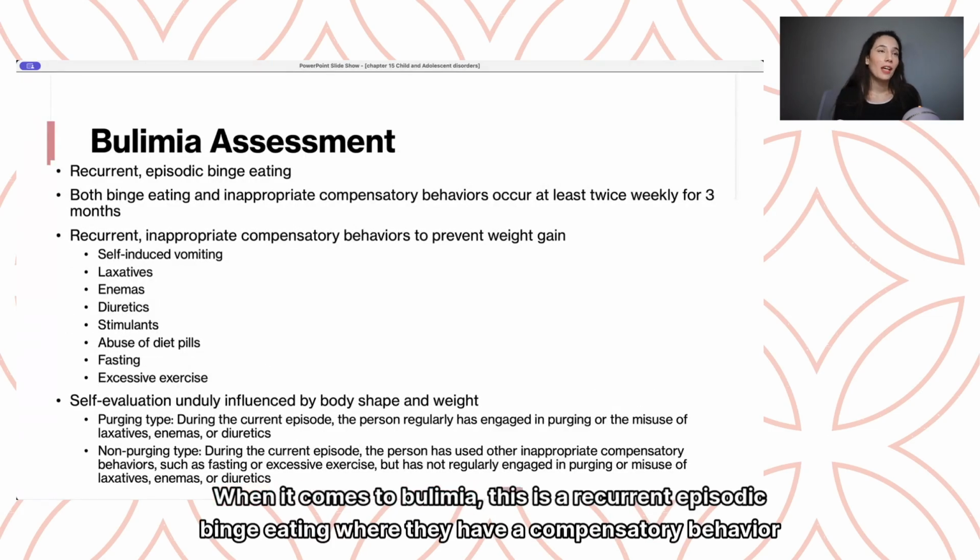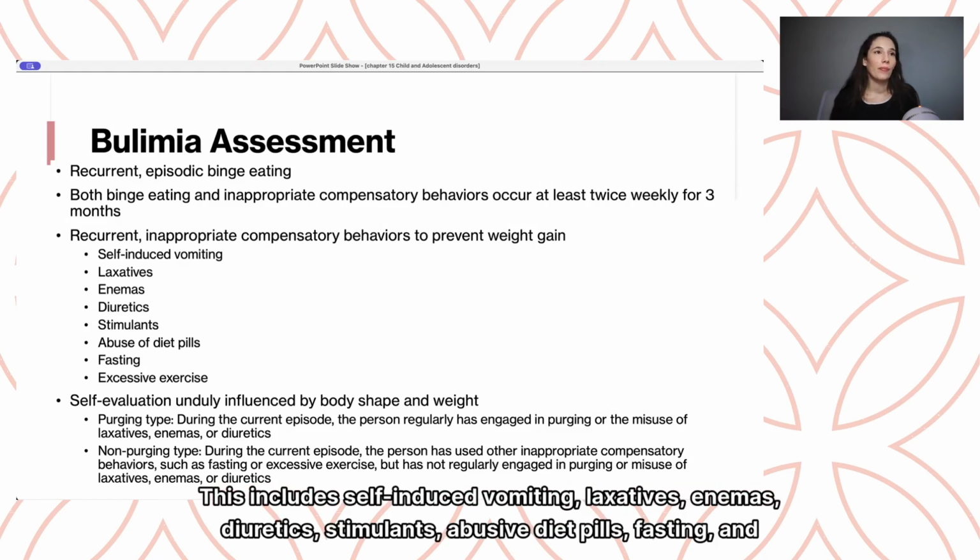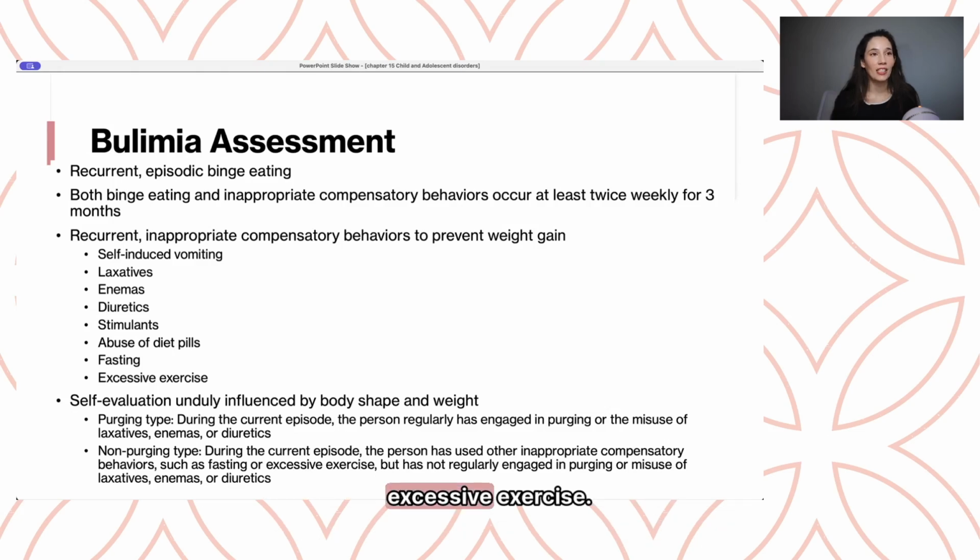When it comes to bulimia, this is recurrent episodic binge eating where they have a compensatory behavior that occurs at least twice weekly for 3 months. This includes self-induced vomiting, laxatives, enemas, diuretics, stimulants, abuse of diet pills, fasting, and excessive exercise.